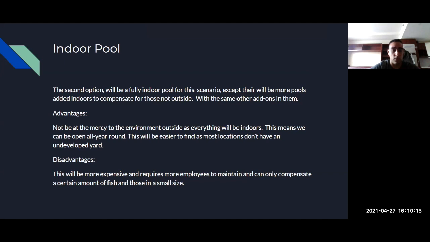And the main disadvantage of this is the expense of the facility, and we would be requiring more employees and more equipment to maintain, and can only accommodate a certain amount of fish in various small sizes.